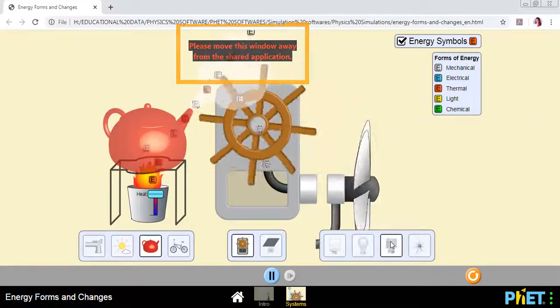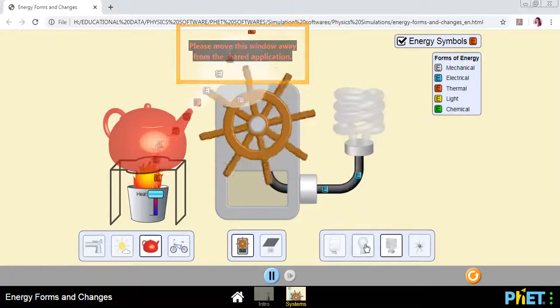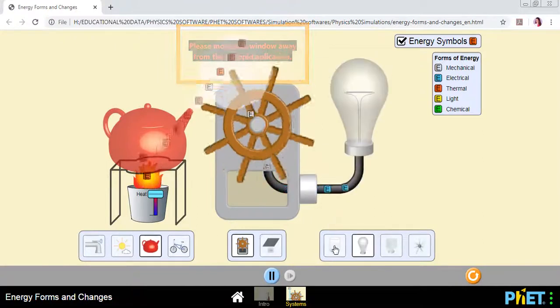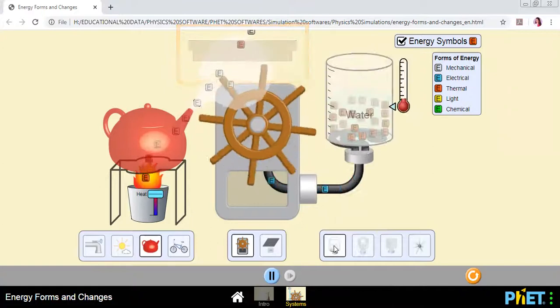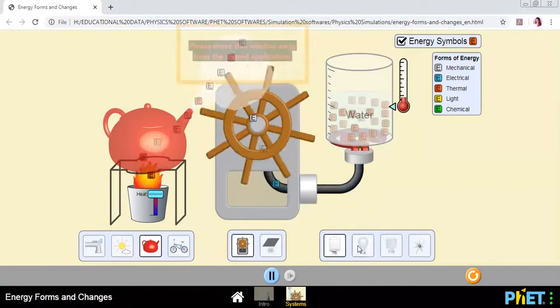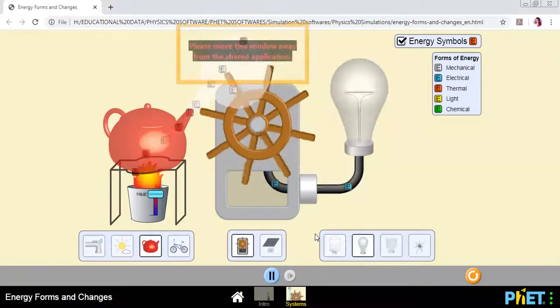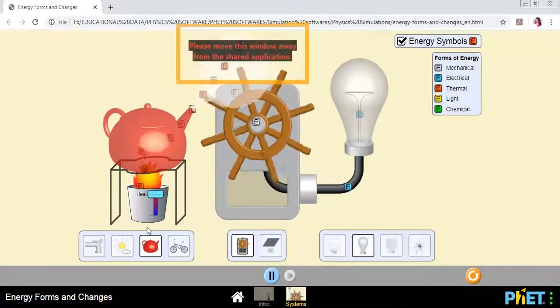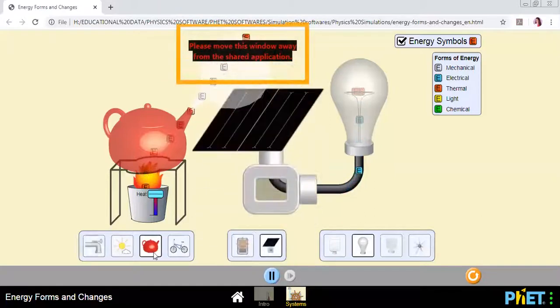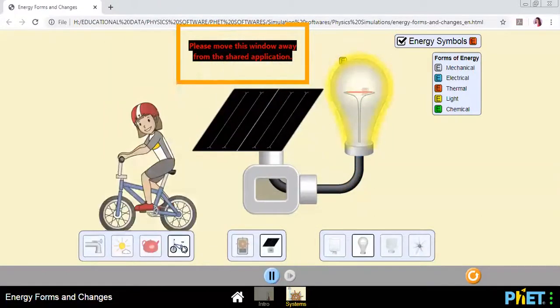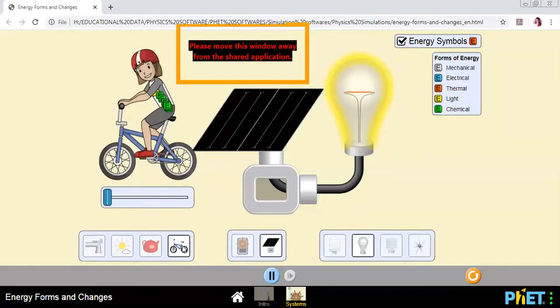I can have a fan, I can have the CFL bulb, or I can also have a filament bulb, or I can have a normal heater. Okay, but if I use a heater, it doesn't make any sense as such, but that is how it works. Now we are having another one. If I take a filament bulb and, sorry, the solar panels, and I am having another. What is that? So we are having a boy, and he is riding a bicycle.